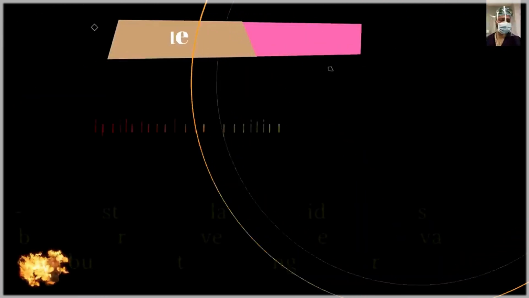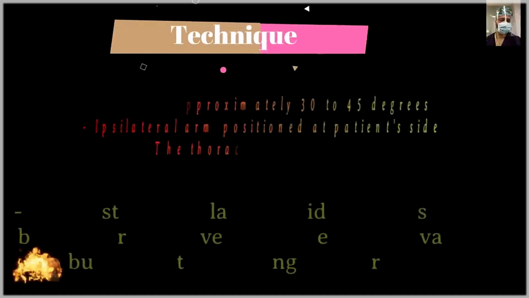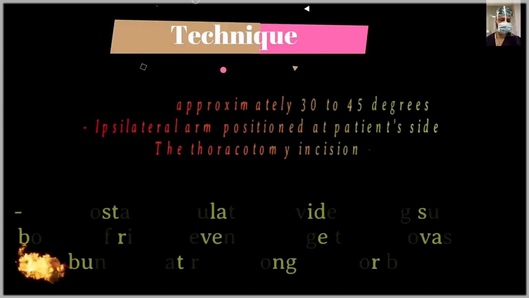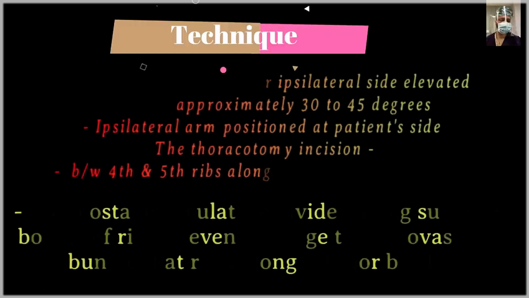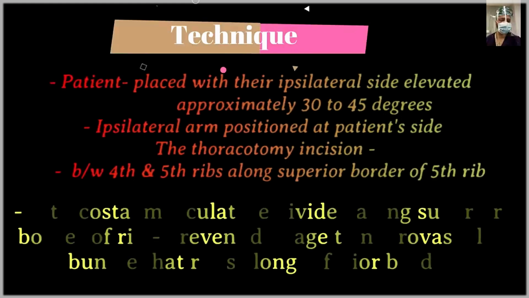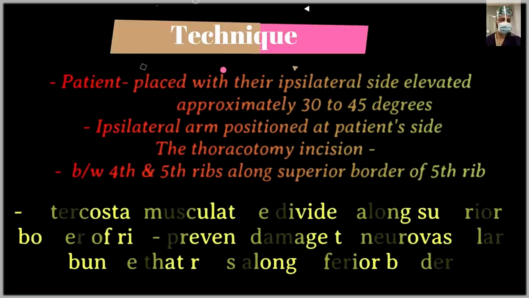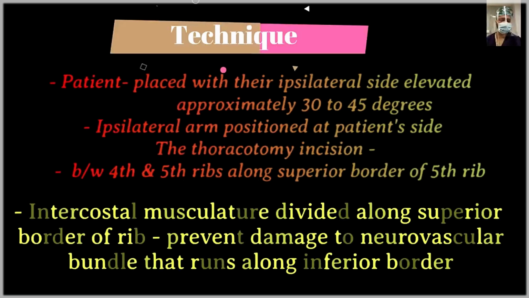The technique and position of the patient. For a right thoracotomy, the patient will be placed in a left lateral position, with the ipsilateral side elevated. That means if we are planning a right thoracotomy as in this case, the patient will be in the left lateral position with the right side up, and tilted a further 30 to 45 degrees. That is, the angle with the horizontal will be 30 to 45 degrees, and this is called a skyfall position.